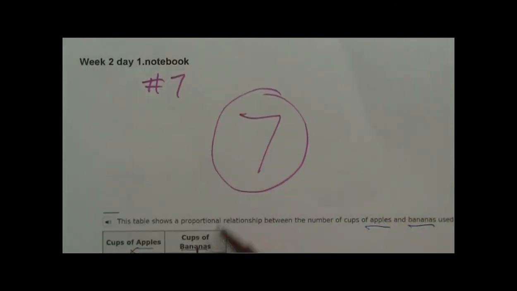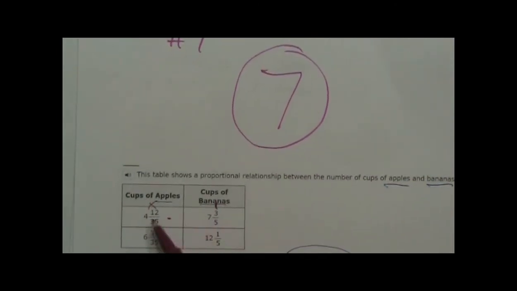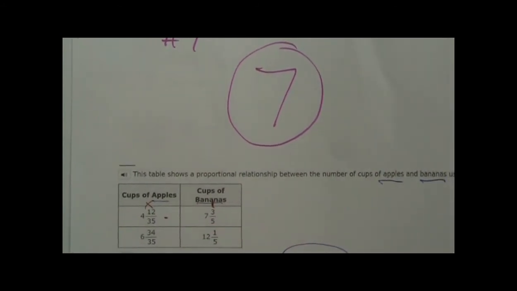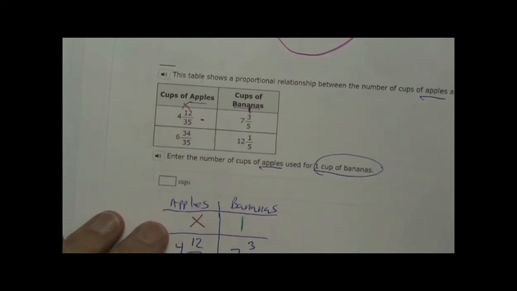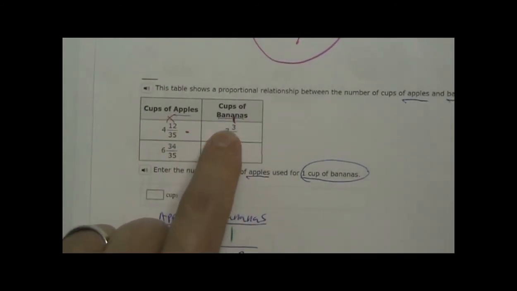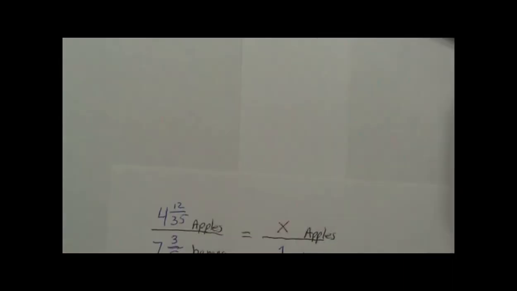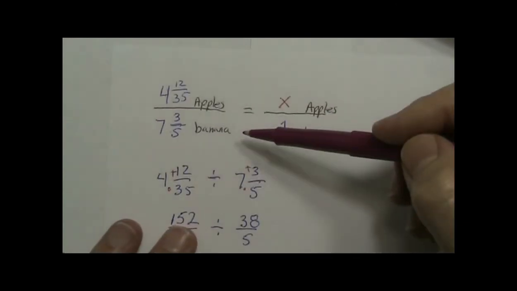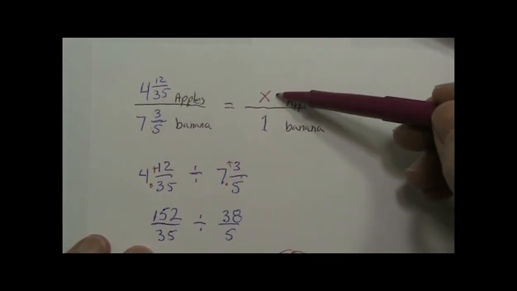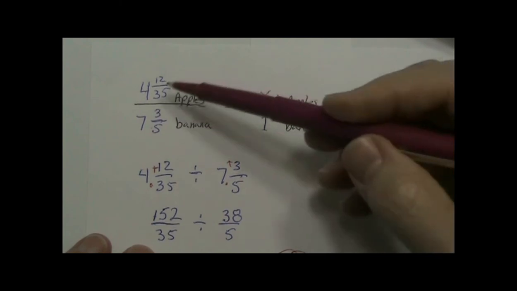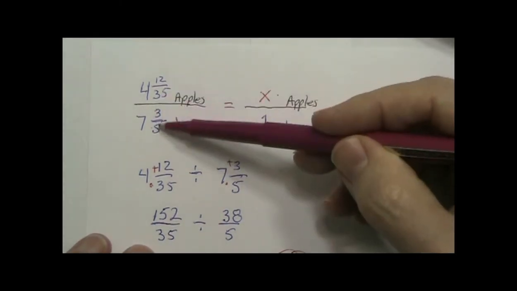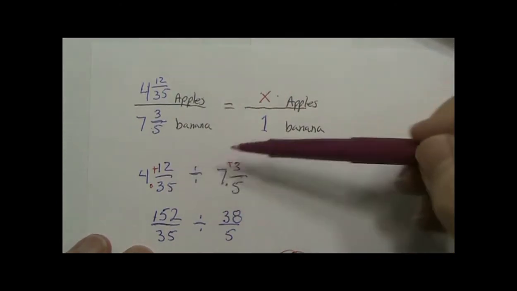Number 7 is just the same as number 6. The only difference is we're talking about maybe some fractions involved. So you want to know, this is how much apples for this many bananas. How much for 1 cup of banana? So notice I set this up. Apples, bananas. How many apples for 1 banana? Basically all we're doing is dividing. This top fraction divided by the bottom fraction, or mixed number.